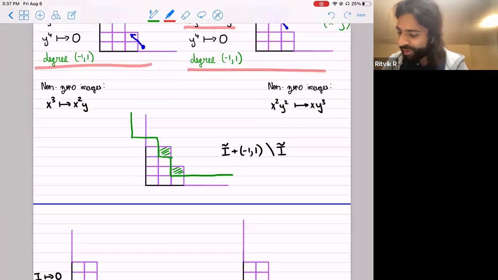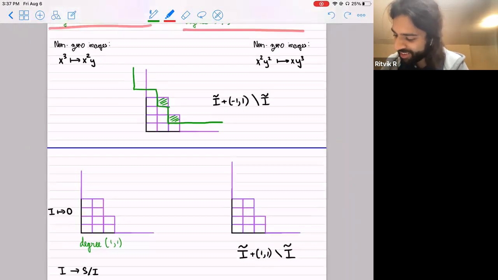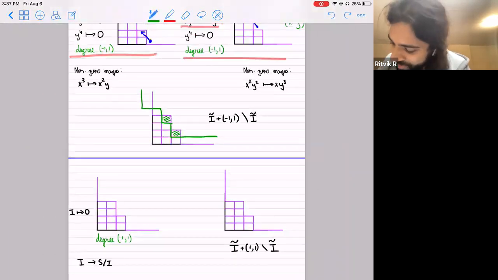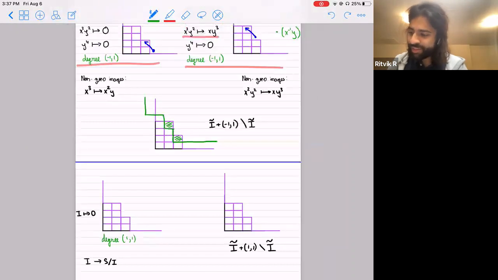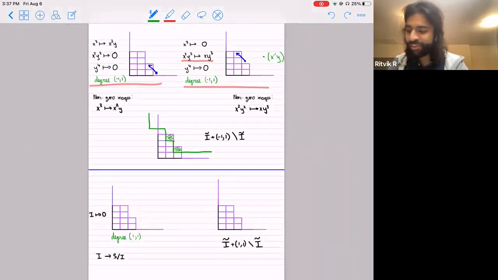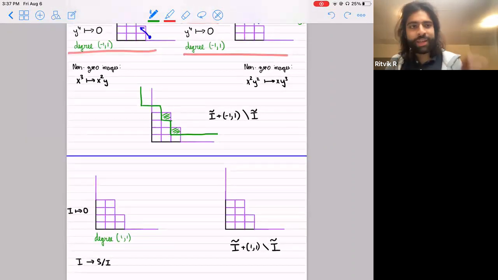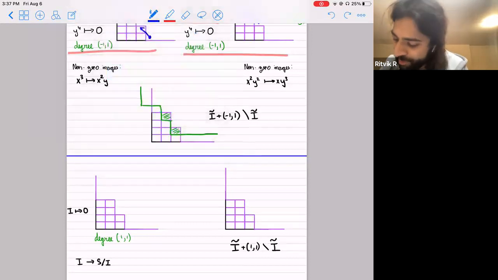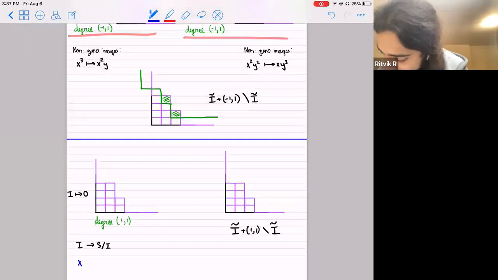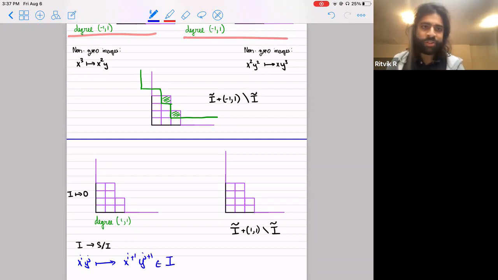Okay. Let's do one more and then I'll try to state a proposition and then we'll get back on track. So what happens if I shift positively? I shifted -2, 0, -1, 1. What happens if I shift 1, 1? Well, then you just land back in the ideal, right? So remember, if you start with x^i y^j in the ideal, and you map it to x^(i+1) y^(j+1), this is still in the ideal. So it's just the 0 tangent vector.